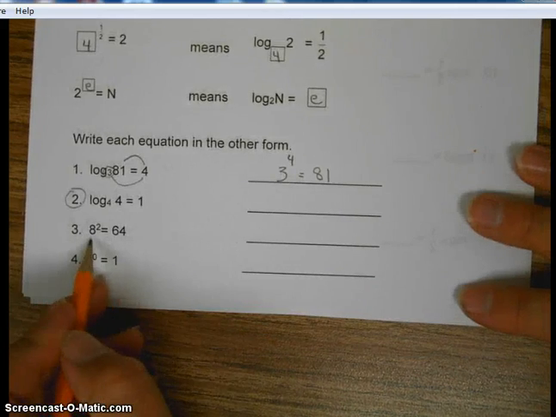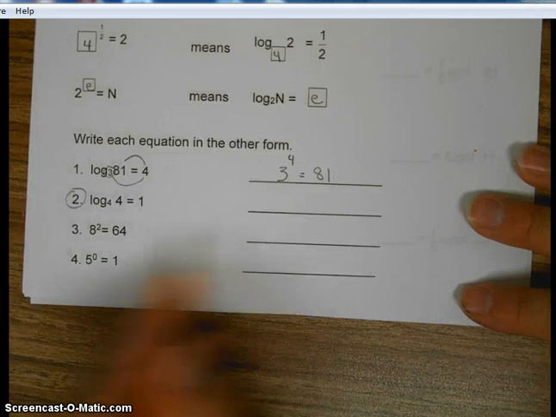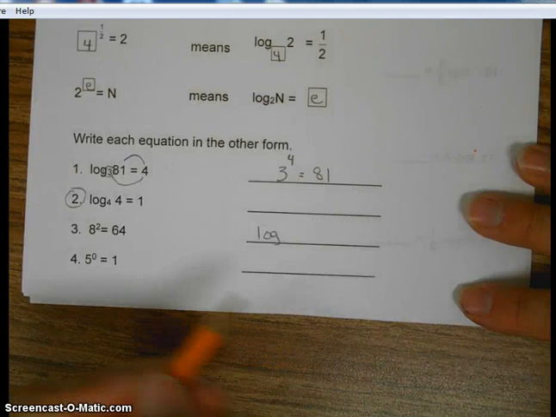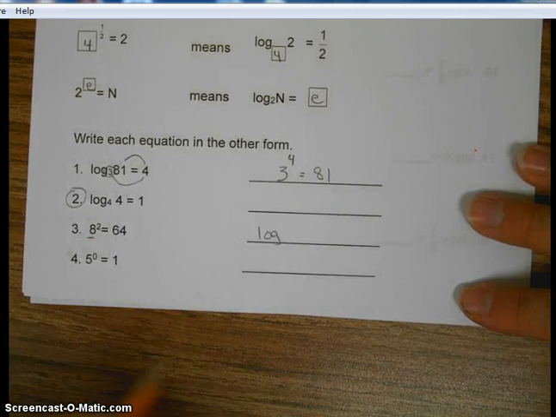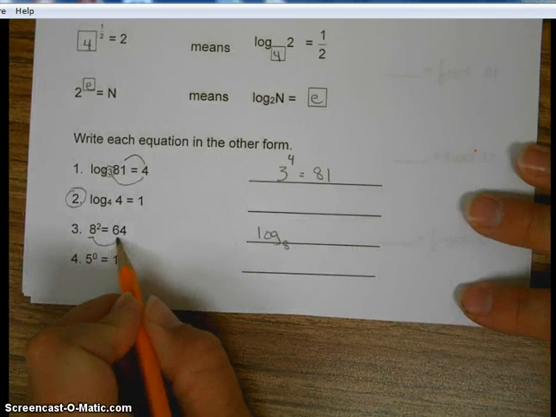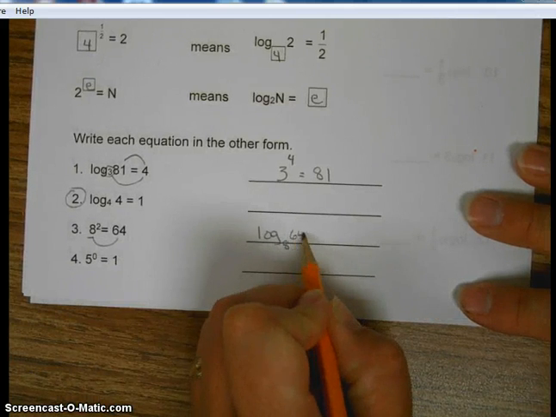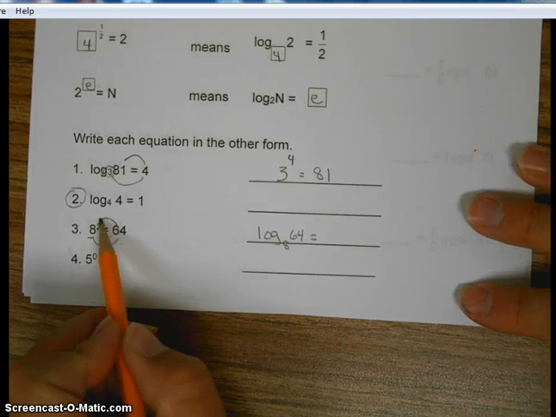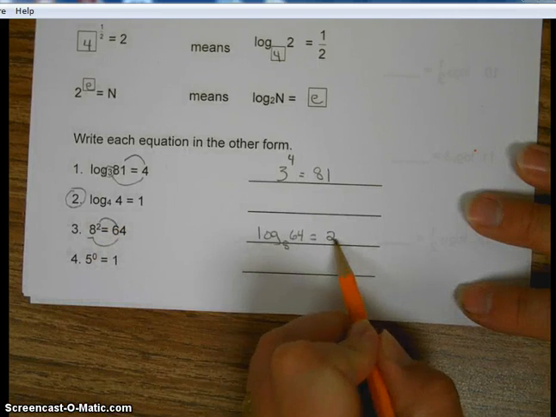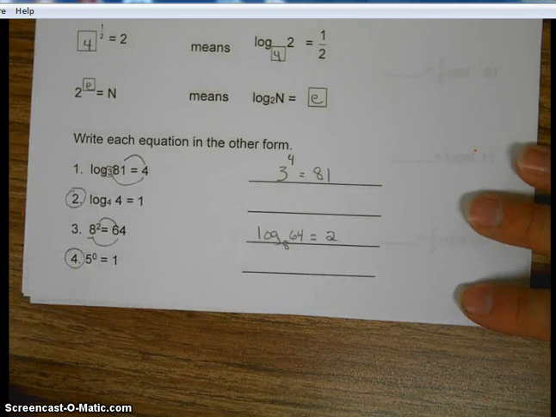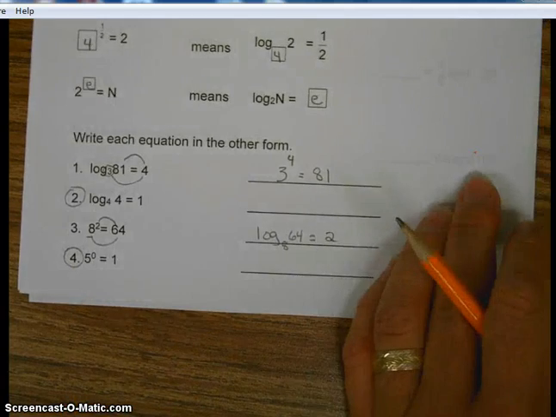Now here we're going from exponential to log. So of course we're going to write down the log, and of course we're going to start off with the base. And going in that circular pattern, 64 will be our argument. And of course a logarithm represents an exponent, and our exponent is 2. Pretty easy, right? Just need to know the placement of the numbers. You go ahead and do number 4.